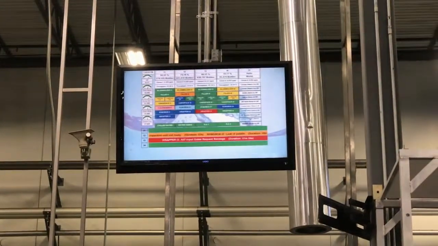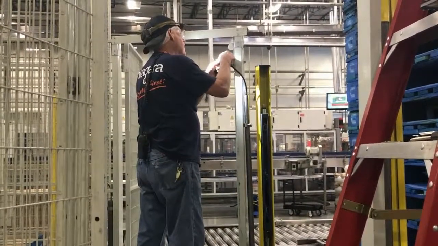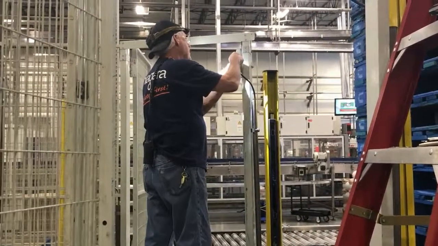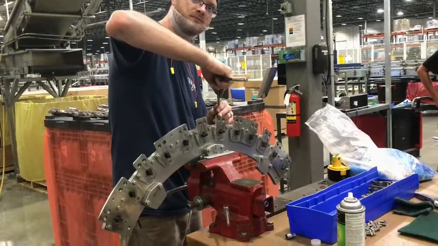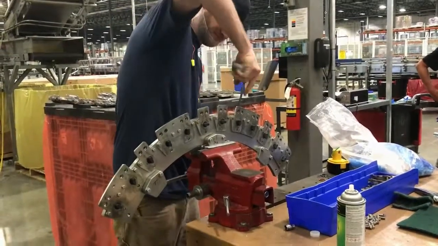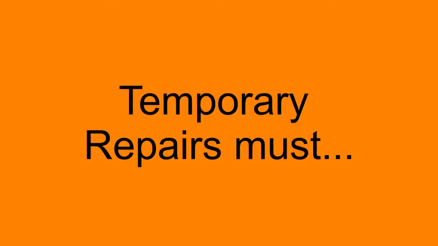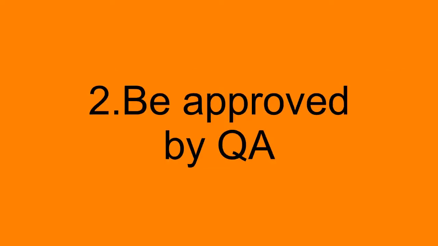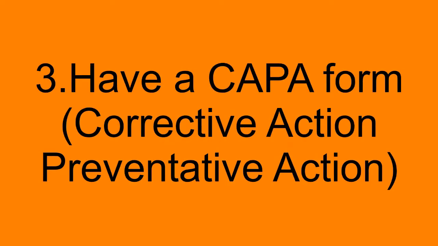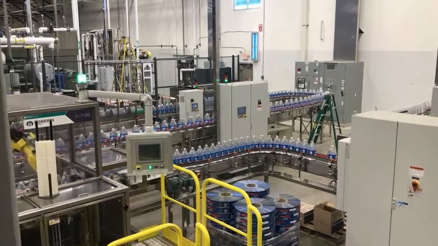We use our non-conforming equipment handling policy to determine how to identify and take action when equipment is not working. Upon deeming any piece of equipment as non-conforming, it must be removed from operation. Temporary repairs must be used to address the plant's immediate need until a work order is completed. Temporary repairs must have a permanent solution generated on a work order first, must be approved by QA, and have a CAPA, a Corrective Action Preventative Action form. The temporary repair also cannot compromise quality or safety of the finished product.